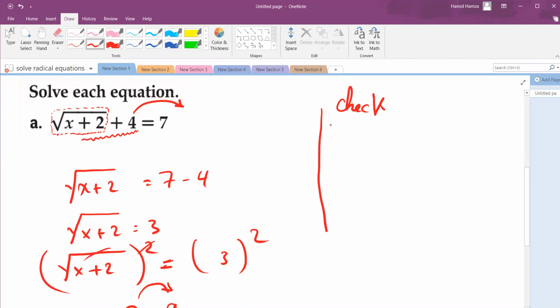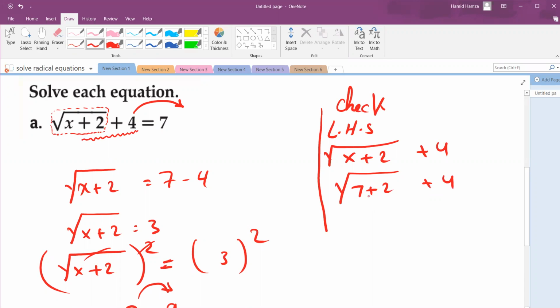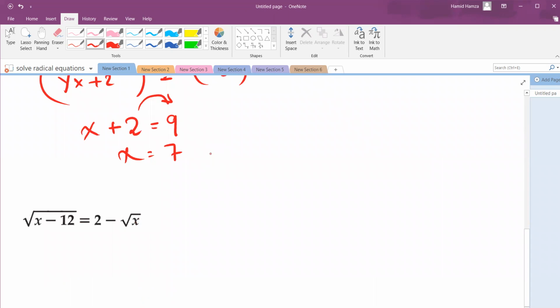So we substitute in the left-hand side, which is root x plus 2 plus 4, with x equals 7. It will be root 7 plus 2 plus 4. So this is root 9, which is 3, plus 4 equals 7, which is the right-hand side. So yes, the answer equals the right-hand side, so the solution is accepted.